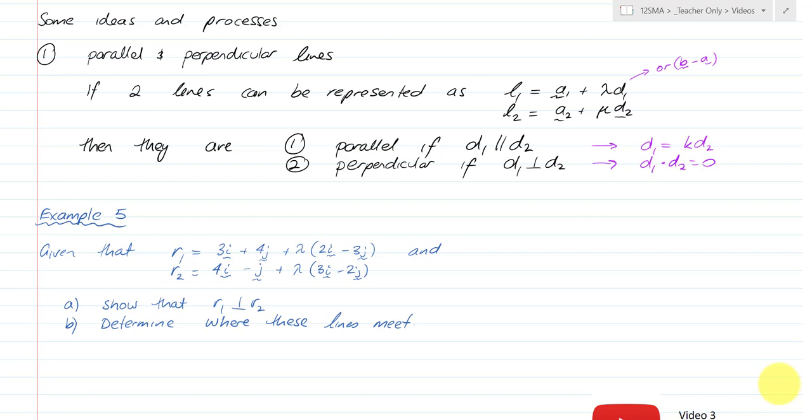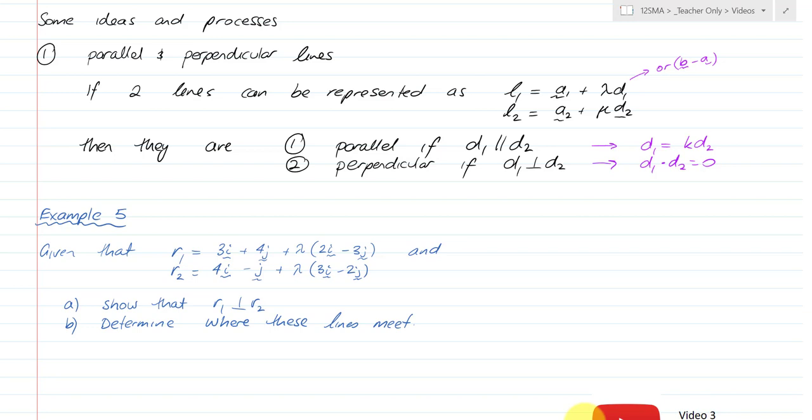So here's a couple of extra ideas. We're going to talk a bit about parallel and perpendicular lines in terms of vectors. So two lines are represented as L1, L2: A1 plus lambda D1, and then A2 plus mu D2. So now we've got to introduce mu as well. We've got A2 and we've got D2.